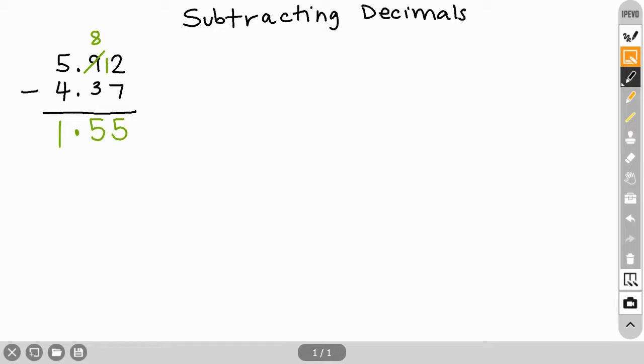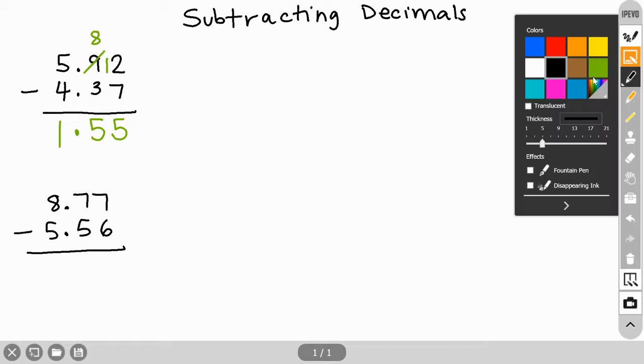Let's try another one. 8.77 take away 5.56. Decimal point is aligned. My ones are aligned. The tenth and the hundredth, everything is one under the other properly.